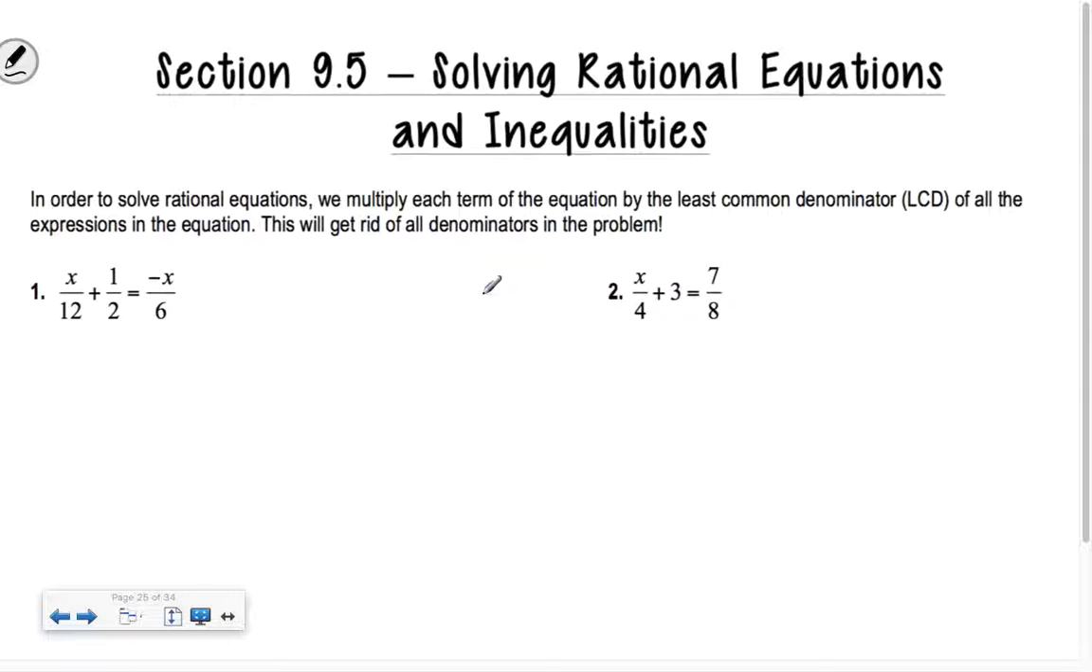So if we look at number 1, our least common denominator, if I did change them all to the same denominator, they would all be 12. Did you guys see that? So what we do is we multiply every single term by 12.